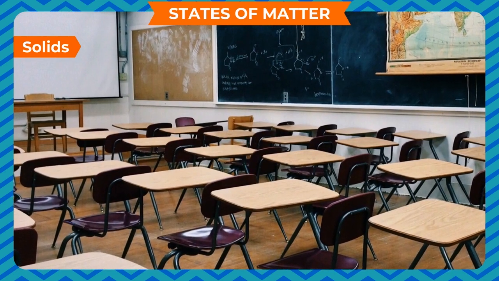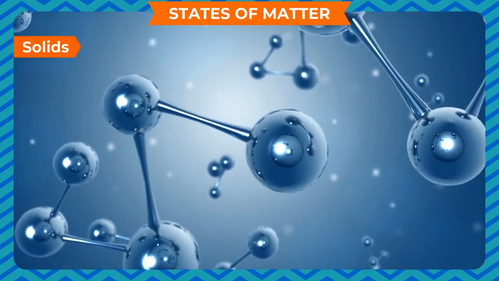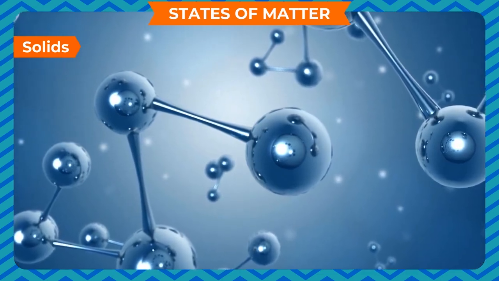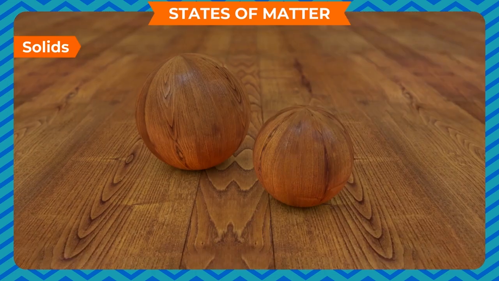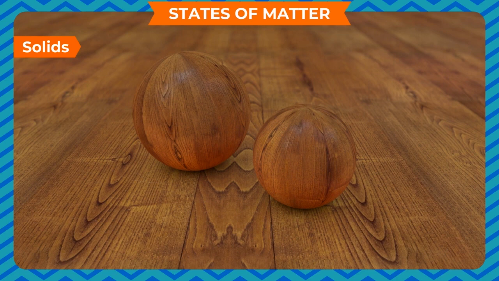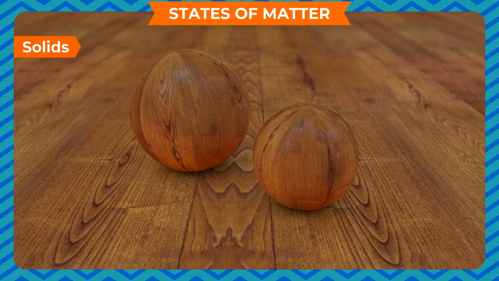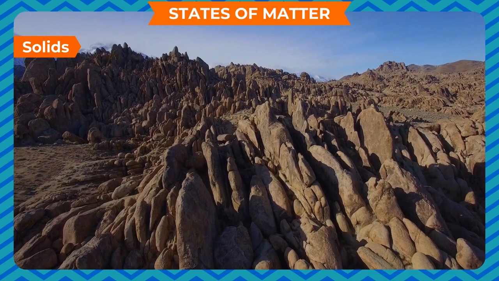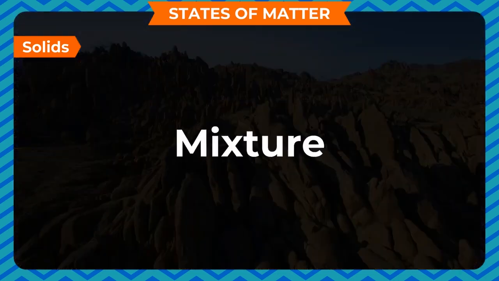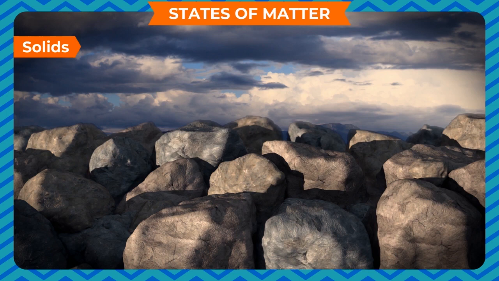Solids are usually hard because their molecules are packed together tightly. Solids can be made up of many things. They can have pure elements or a variety of compounds inside. When you get more than one type of compound in a solid, it is called a mixture. Most rocks are a mixture of many different compounds.